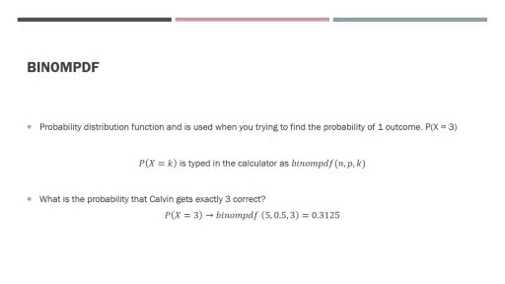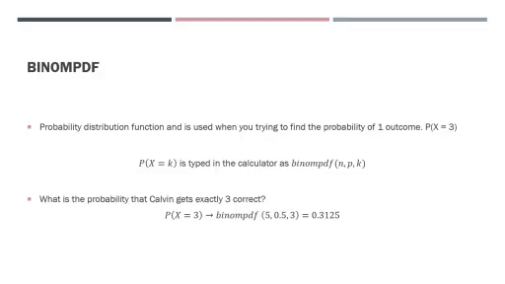Okay, so for Calvin getting exactly 3 right, we would use a binomial PDF, and it would be 5 total number of trials, comma, 0.5, his probability of getting each question right, comma, he wants 3 correct. And we would calculate that out and we get 0.3125. Same as we did before. This is just another way of doing it. So there are different ways that you could do this.